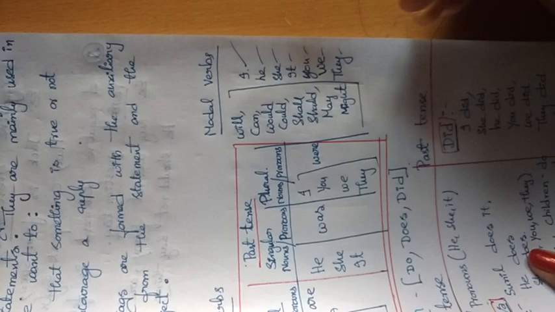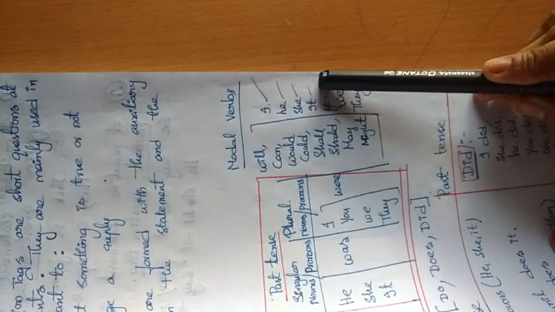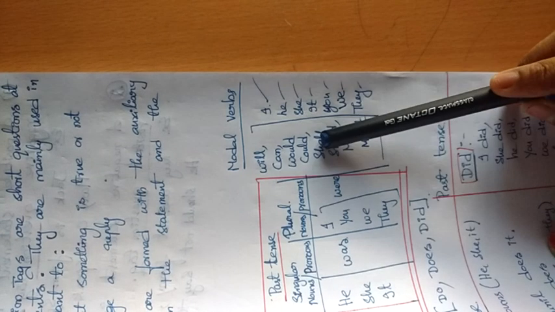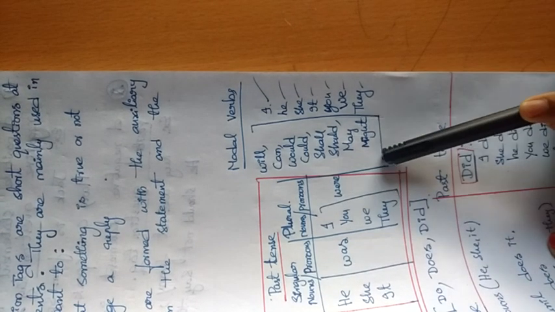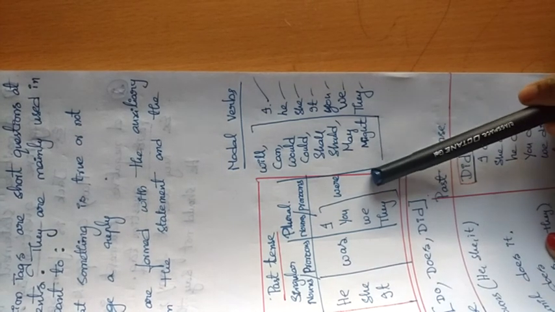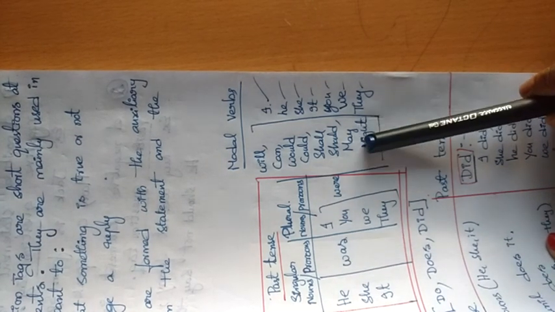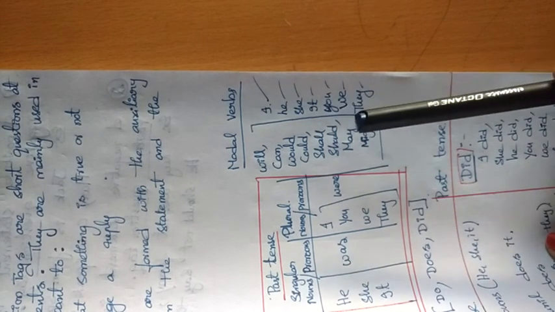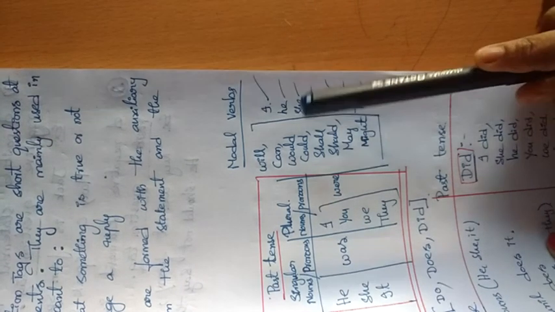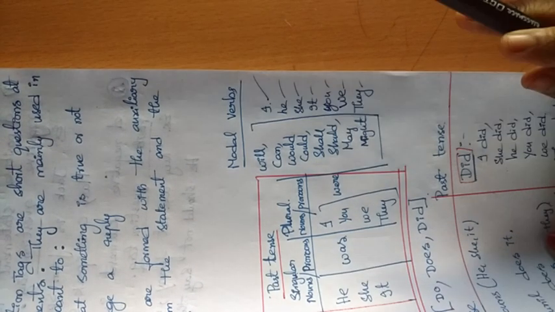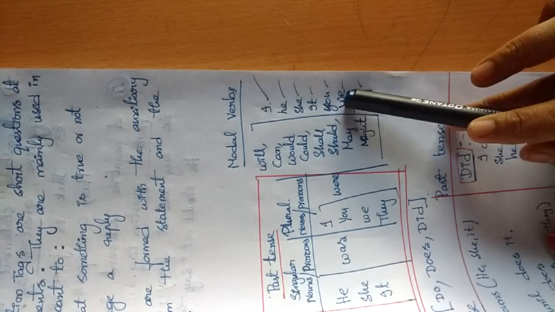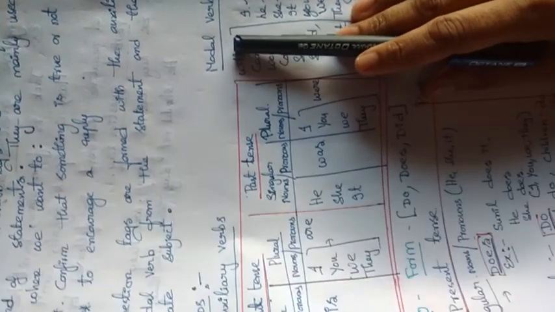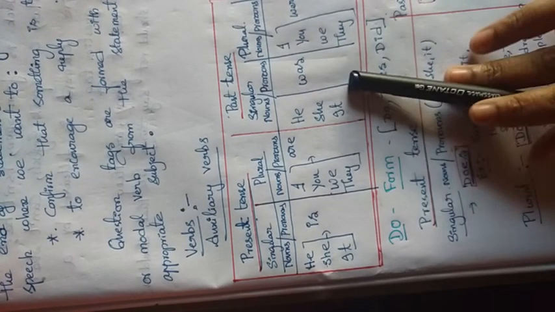We have the modal verbs here: will, can, could, would, shall, should, may, might. Here there is no difference between singular and plural. We can use them for both, for he, she, it, for any of the nouns or pronouns. There is no difference here for singular nouns or singular pronouns, except in other verbs. We have to remember this.